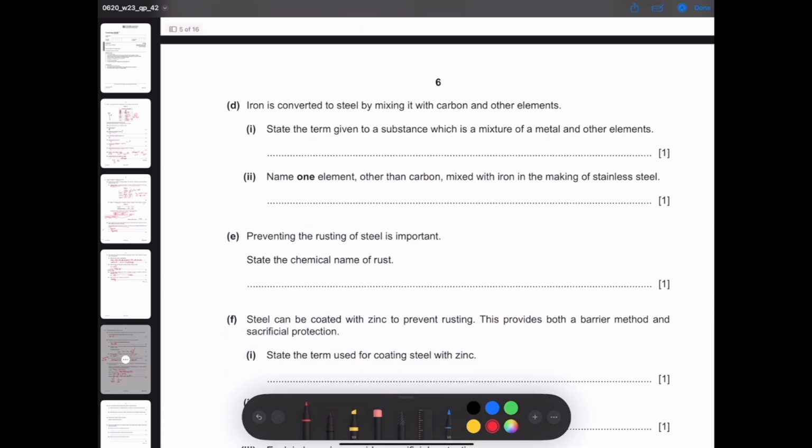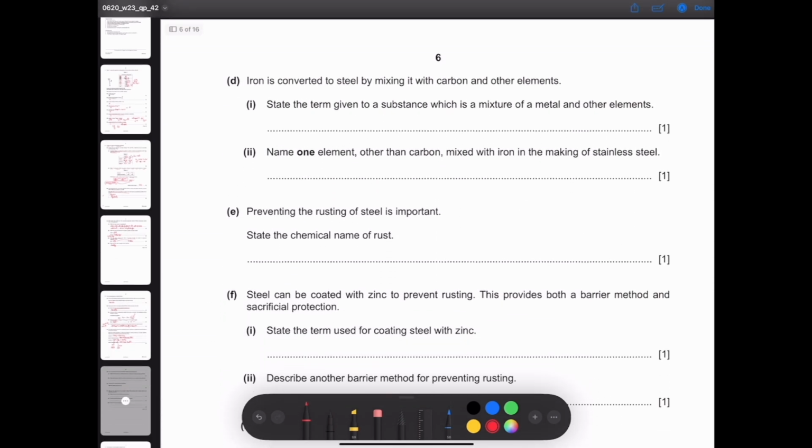Alright, now iron is converted to steel by mixing it with carbon and other elements. We know that stainless steel is made by mixing iron, nickel, chromium, carbon. So state the term given to a substance which is a mixture of metals. This will be an alloy. Name one element other than carbon mixed with iron in the making of stainless steel. So for this you can write anything out of nickel or chromium. It's your choice. Both are correct.